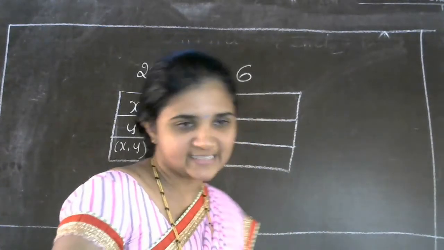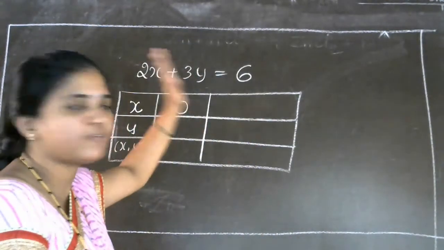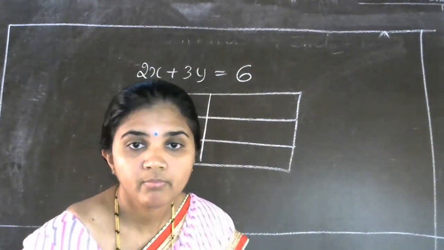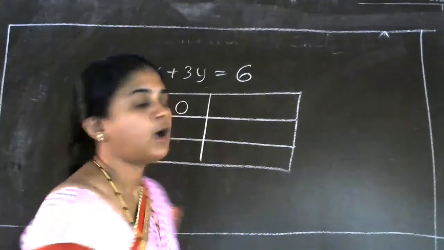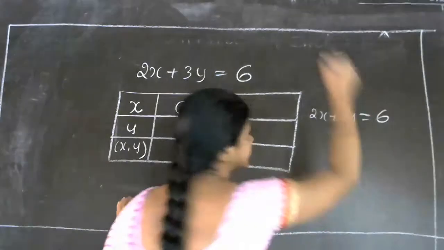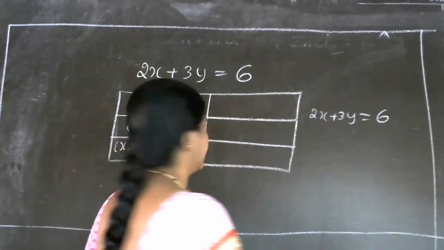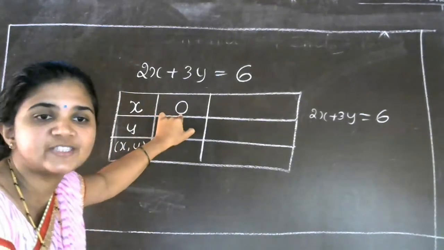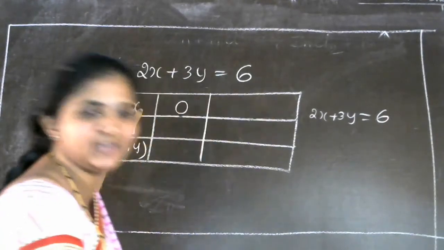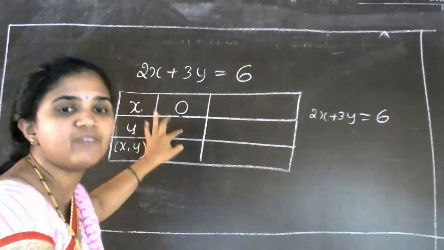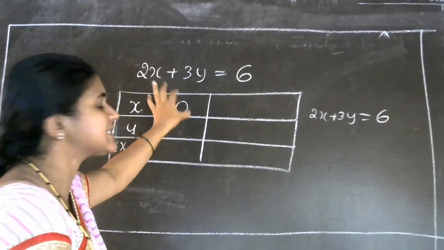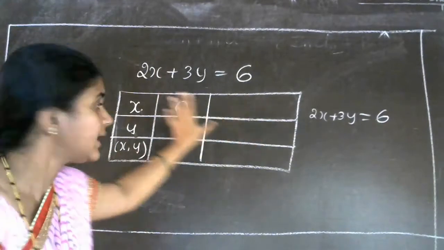Simply we cannot guess, but we will work out by the method. See here, 2x plus 3y is equal to 6. First, I put x is equal to 0 here. While finding x and y, you have to choose any one value, x or y, and substitute it. Usually, when drawing a graph, always start with x is equal to 0.